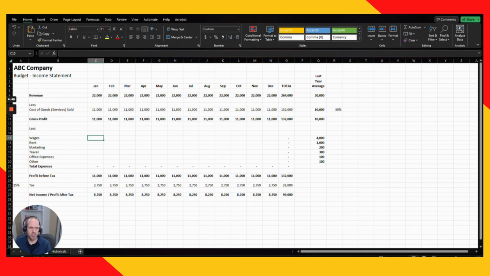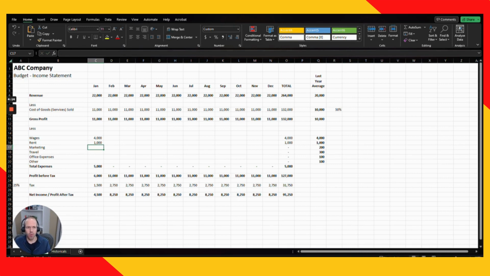So last year we spent $4,000 a month in wages or salaries, and this year we haven't hired anyone, so we expect to be able to deliver the more revenue with the same number of people. So let's put that at $4,000 a month, just same as last year. The rent last year was $1,000 a month. That hasn't changed. So we're going to be consistent with that.